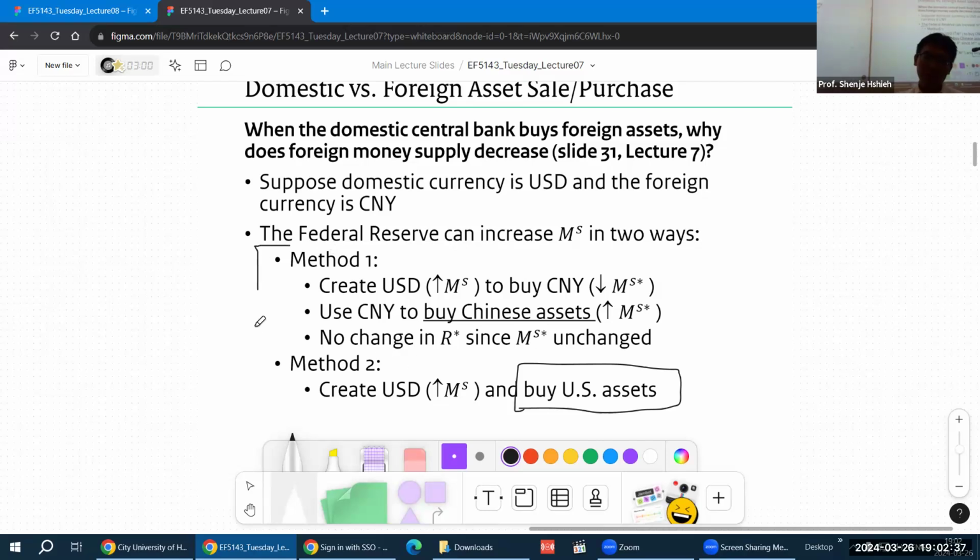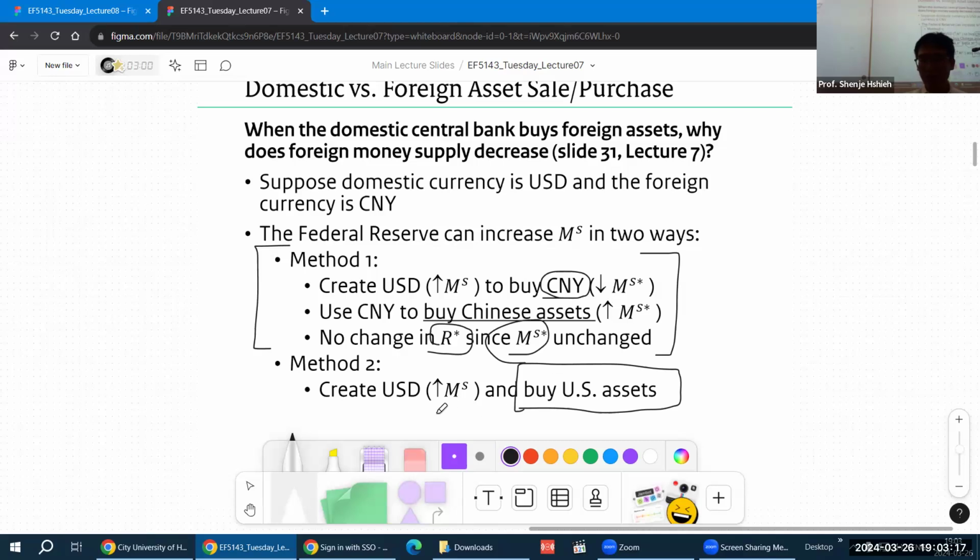The other way to do it is rather than buy US assets, you turn around and you create money to buy foreign currency. In this case, suppose you buy Chinese yuan, and you use that Chinese yuan to buy Chinese assets. In which case, there's no change in R star and MS star because you're just buying and then selling the currency, but you have changed the composition of the Fed's balance sheet. Right now, if you decide to buy domestic bonds or buy foreign assets, you're expanding the balance sheet. However, the proportion of foreign assets has expanded, right? The relative proportion of foreign assets has expanded on your balance sheet.